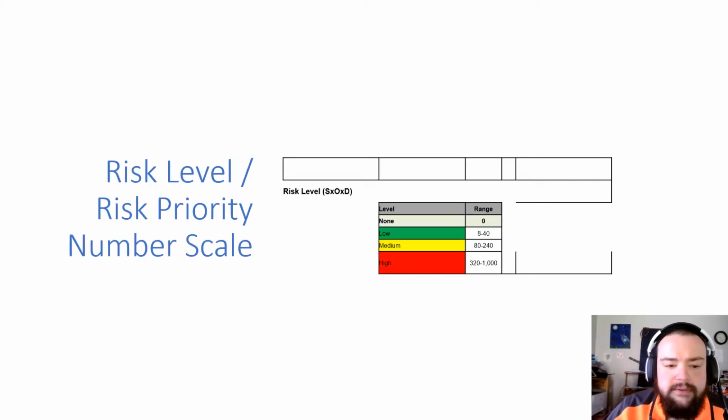Your risk level, or your risk priority number scale, is going to be the ranking system that's used for your RPN number to determine its level of risk. And the lower the number, the lower the risk.